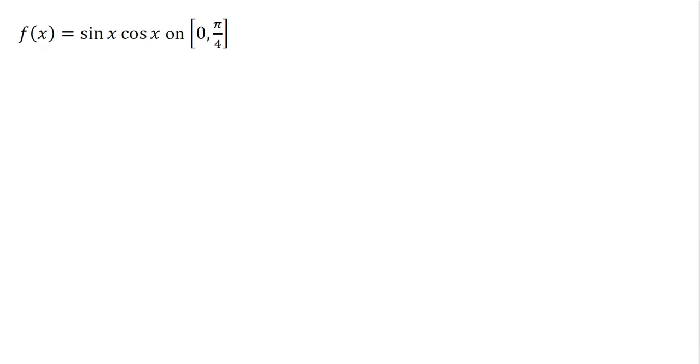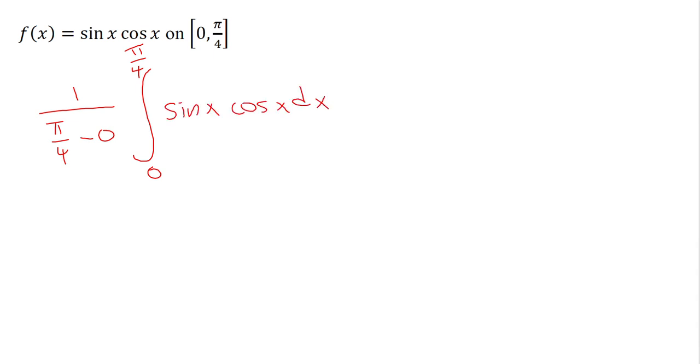All right, for our next one here, it's just going to be 1 over pi over 4 minus 0 times the integral from 0 to pi over 4 of sine x cosine x dx. We have multiple options here. We could do u equals sine x and do a u sub, or u equals cosine x for a u sub. Or we could multiply what's inside by 2 and what's outside by 1/2 and rewrite it using a double angle identity. But I think we'll just do the simplest substitution, which is let u equal sine x, which means that du is cosine x dx.